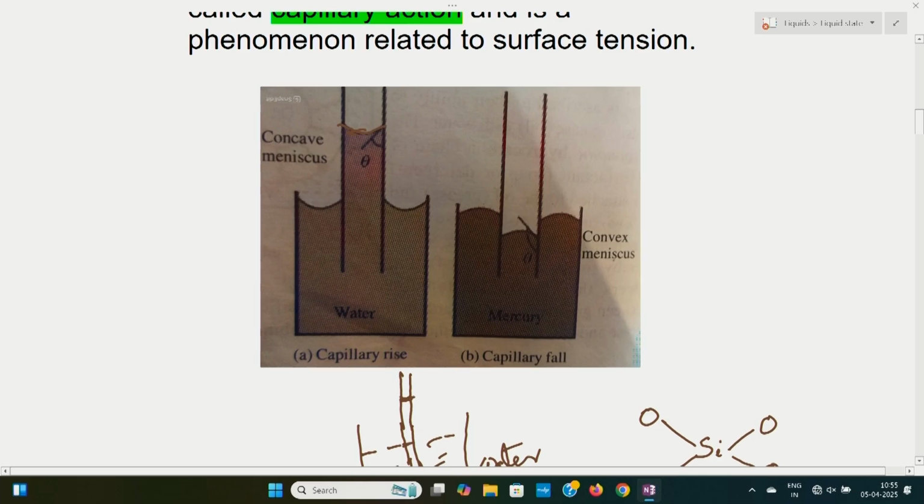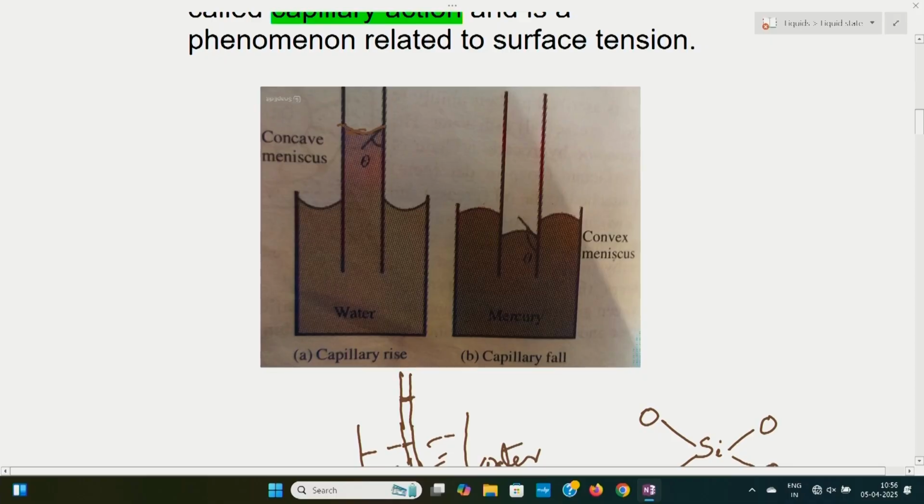Initially it was here, then because of these adhesive forces, the water in the capillary is increasing. Okay. Then the next thing is the meniscus formation. Meniscus is nothing but the curved surface at the liquid and solid surface. Here in capillary rise, the concave meniscus is forming because of the capillary action.